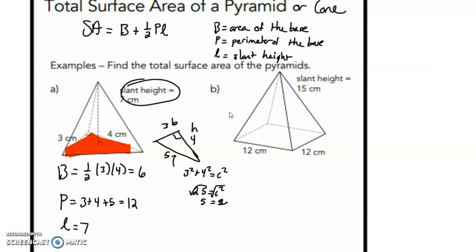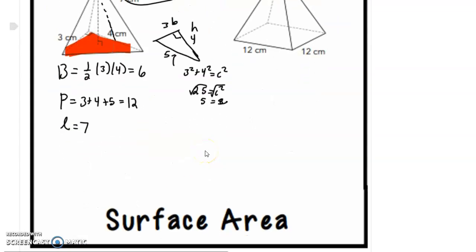They said it right here, but it is the distance along the side, the height of the side. So remember, our surface area equals area of the base plus 1/2 perimeter of the base times slant height. Area of the base is 6 plus 1/2, perimeter is 12, slant height 7. We can plug that into a calculator, and we end up with 48, and we're in centimeters, and since it's the surface area, it's squared.